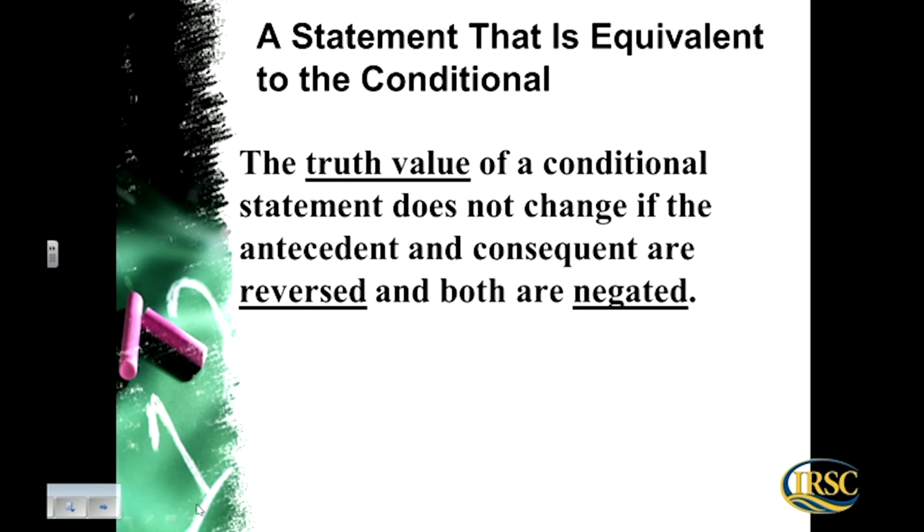The truth value of a conditional statement does not change if the antecedent and consequent are reversed and both are negated. So they're saying if you reverse both sides of the if-then and negate both sides, you're going to get the same truth values in your table.